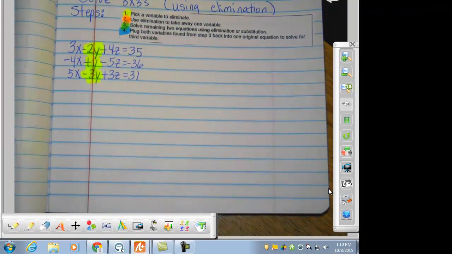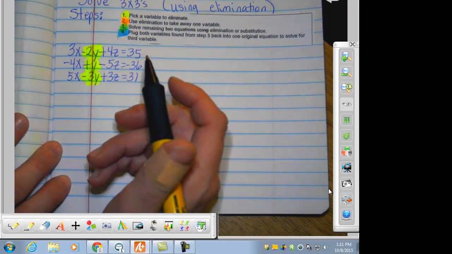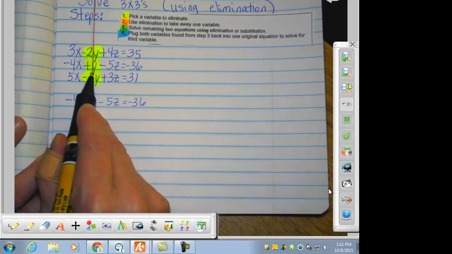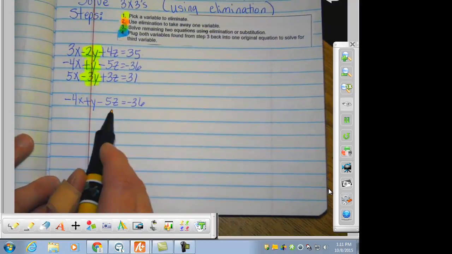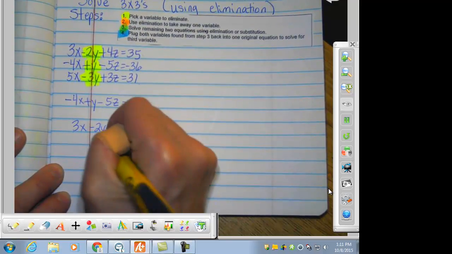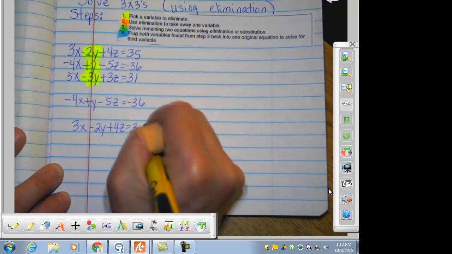Now, when we pick a variable to eliminate, we're going to use all three equations to eliminate. I first start with two equations, and with those two equations I want to eliminate the y's. And then I'm going to choose two other equations to also eliminate y. So in this problem, I'm going to choose the first two equations. Negative 4x plus y minus 5z equals negative 36. And I'm going to pick the first equation, which is 3x minus 2y plus 4z equals 35.